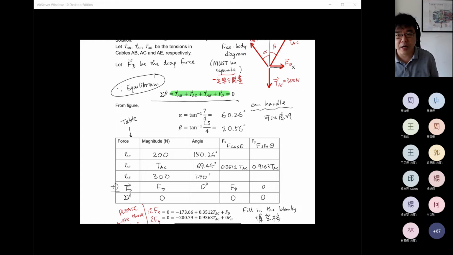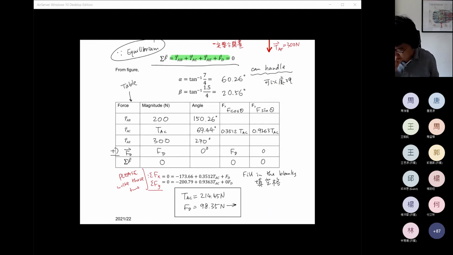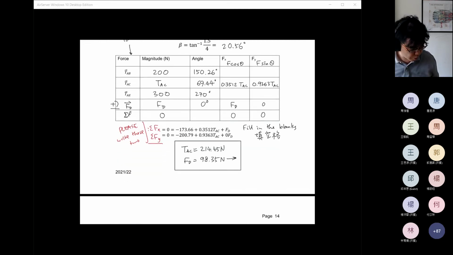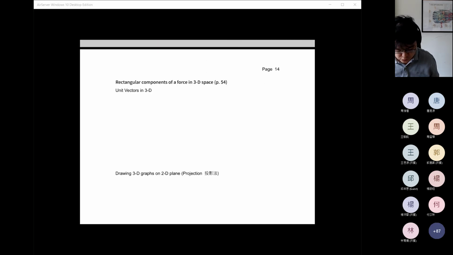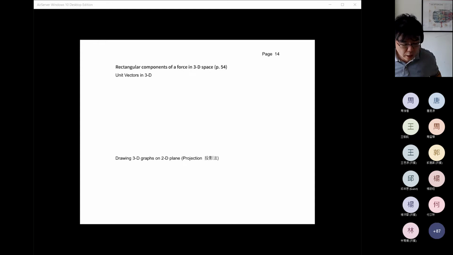Before we end today's class, because we have about 10 minutes, before I repeat the key points, let's go to 3D space. I don't have time to explain everything here. I think it's better for me to show you something live on Tuesday.